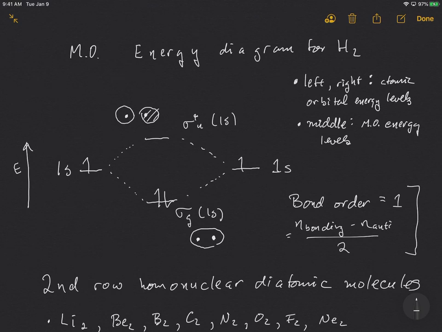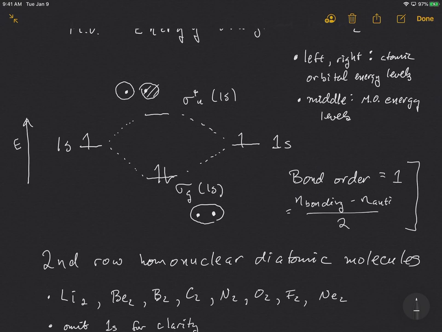The number in antibonding orbitals is 0. And so we have 2 divided by 2 equals 1. The bond order is 1. Now for the H2 plus molecule ion that we discussed previously, the bond order would be 1/2. So it has sort of half of a covalent bond.